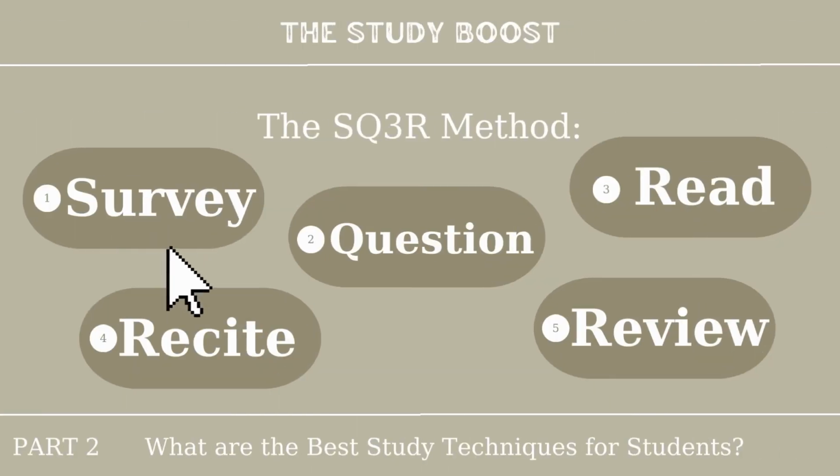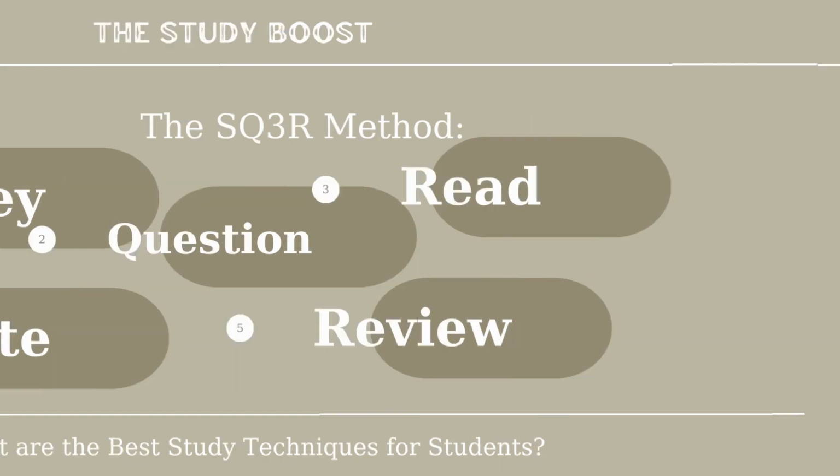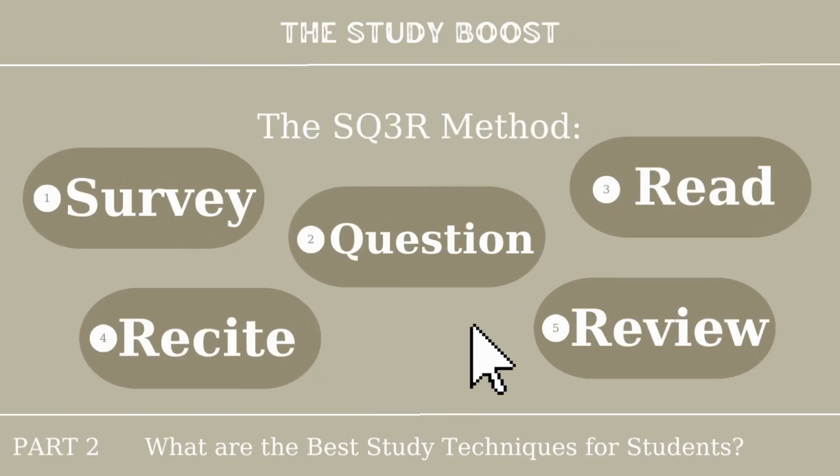The SQ3R method is a reading comprehension technique consisting of 5 steps: survey, question, read, recite, and review. Survey. Instead of reading your textbook, take notes of headings and key features. Question. Ask questions about the content. Read. Read the chapter to seek answers for your questions. Recite. Summarize what you just read in your own words. Review. Quiz yourself on the questions you created and reread any portions you need to.